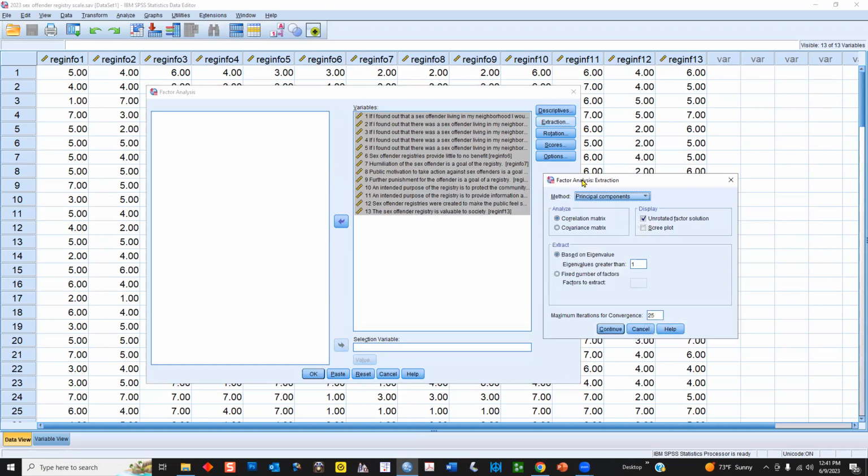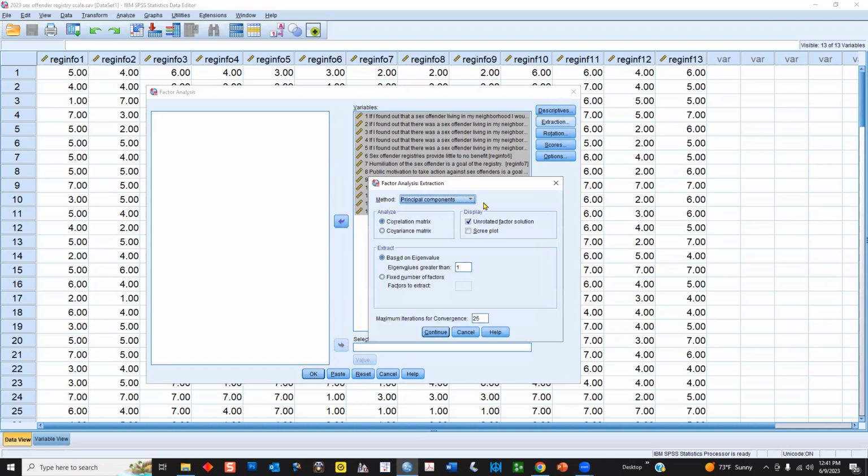Then onto extraction. And you can see that SPSS has as a default setting principal component analysis. And I followed the guidance from Fabrigar and Wegener that principal component analysis really is not the best for exploratory factor analysis. There's some relatively complicated reasons why that's the case, and I won't go into that here. But I'll just say that I prefer principal axis factoring as an extraction method.